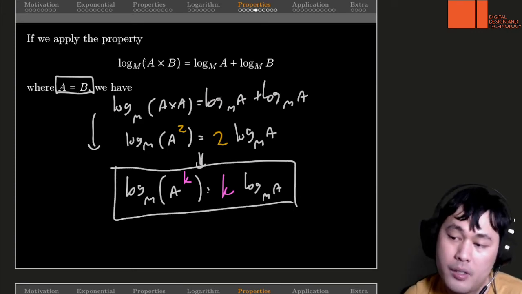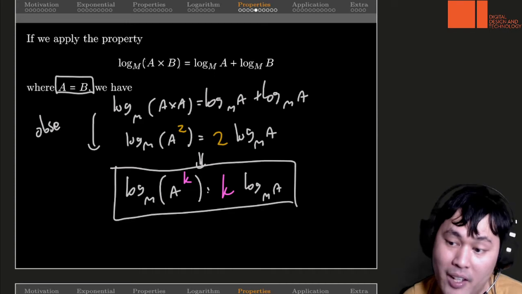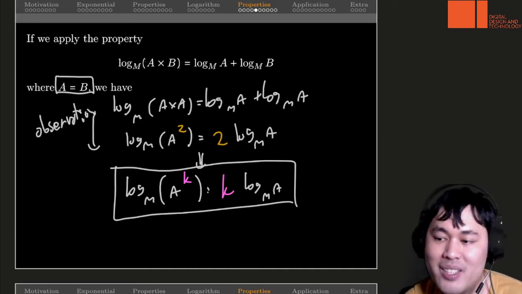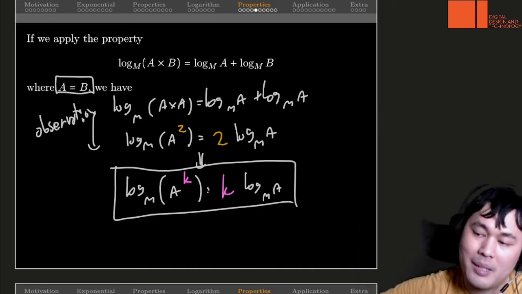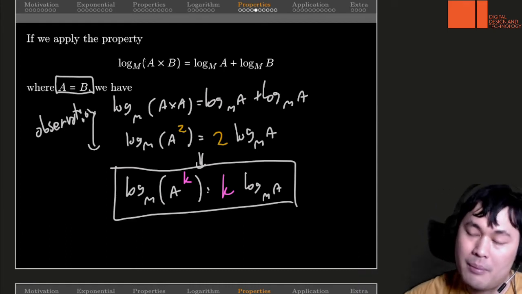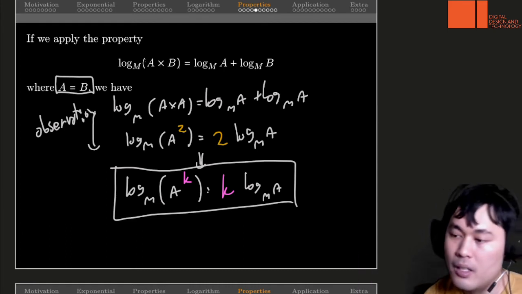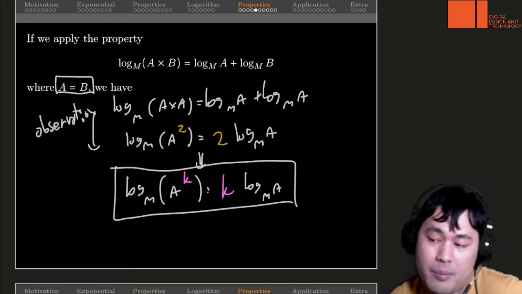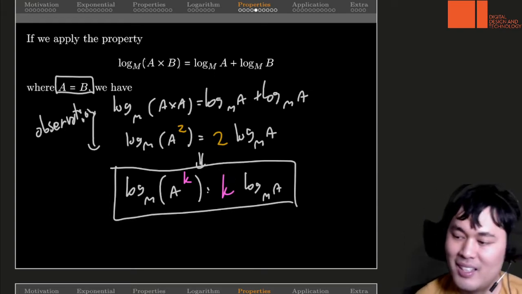So this is again just an observation. We didn't prove it. We just observed that if we put the same number, a times a, you get log base m of a plus log base m of a. So we get 2 copies of that. So there should be like that.